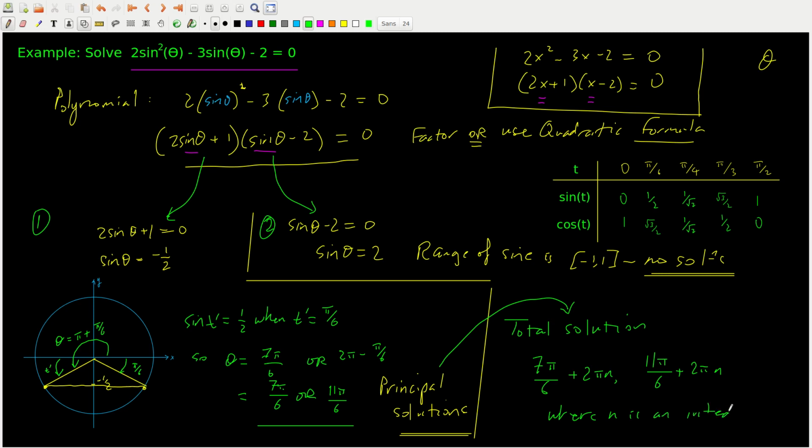Okay, I hope this gives you an idea of how to proceed with some of these trigonometric equations. We'll talk more about it. Have a go at some problems.